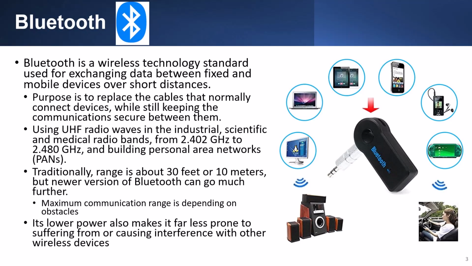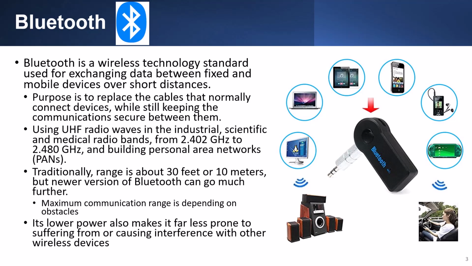When people think about a personal area network, they would probably think of Bluetooth. Bluetooth is a wireless technology standard used for exchanging data between fixed and mobile devices over short distances. Its purpose is to replace the cables that normally connect devices while still keeping the communication secure between them. Bluetooth uses the same frequency of 2.402 GHz to 2.48 GHz as other wireless technologies, including your cordless telephones and Wi-Fi routers. Traditionally, the range is about 30 feet or 10 meters, but newer versions of Bluetooth can go much further. However, this range could be affected by obstacles between the two devices.